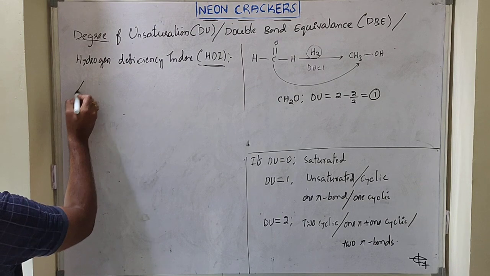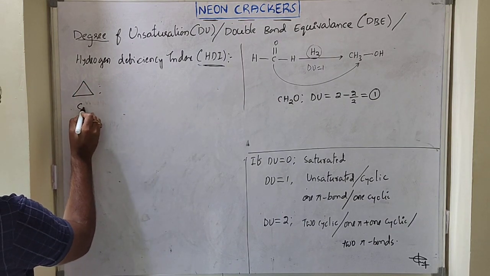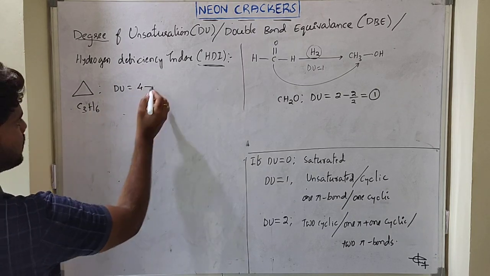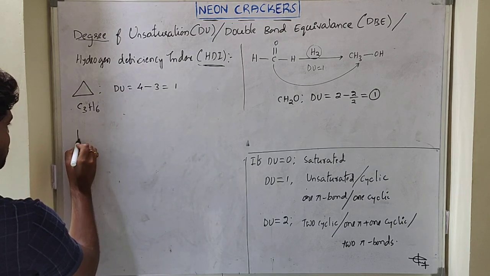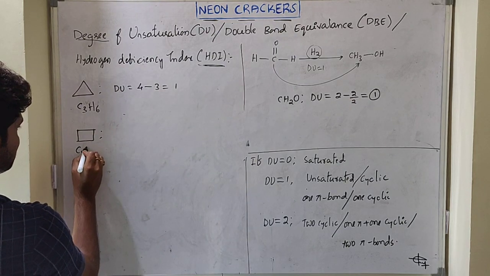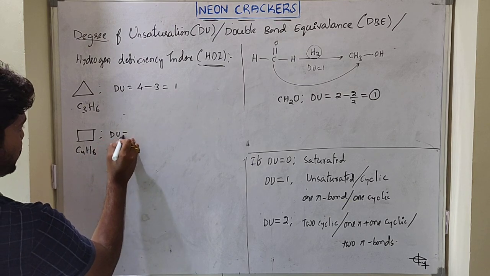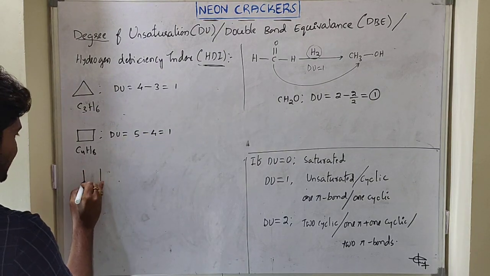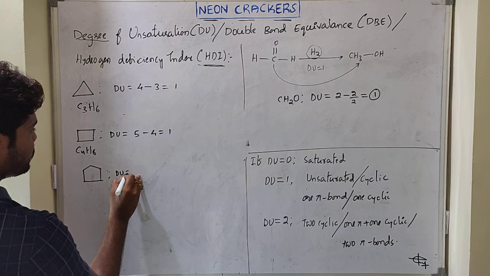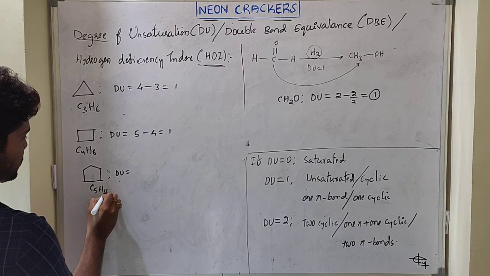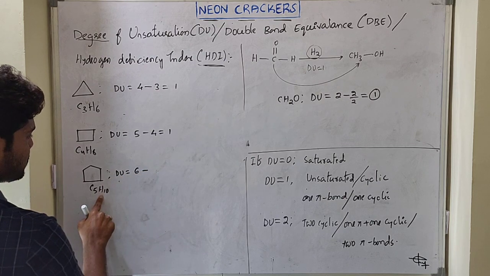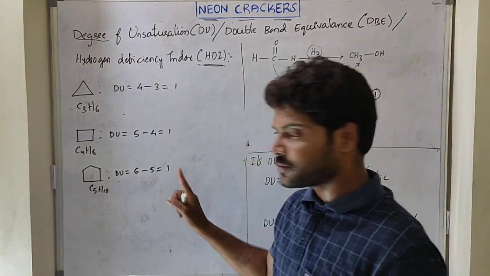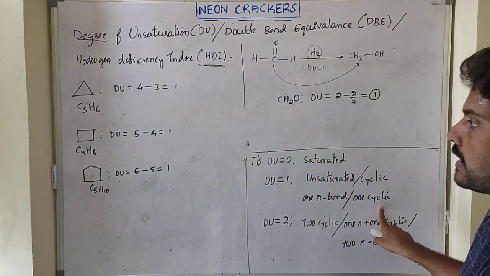Now, if we take one cyclic compound, cyclopropane, the molecular formula is C3H6, and what is the DU? 3 plus 1 is 4, minus 6 by 2 is 3, and DU is 1. If you take cyclobutane, the formula is C4H8. So DU becomes 4 plus 1 is 5, minus 8 by 2 is 4, DU is 1. Cyclopentane is C5H10. 5 plus 1 is 6, minus 10 by 2 is 5, and DU becomes 1. See, I told you already. So if DU becomes 1, either it has one pi bond or one cyclic compound, right?